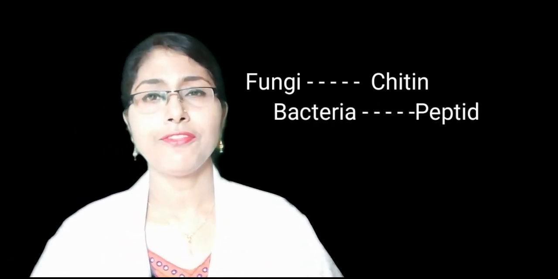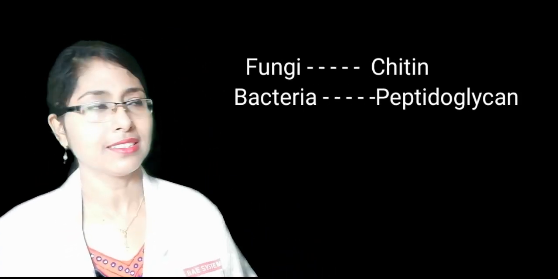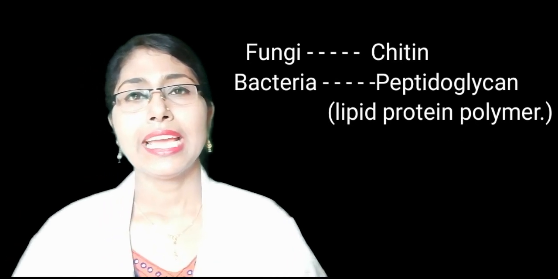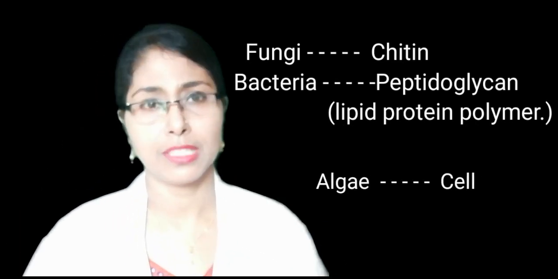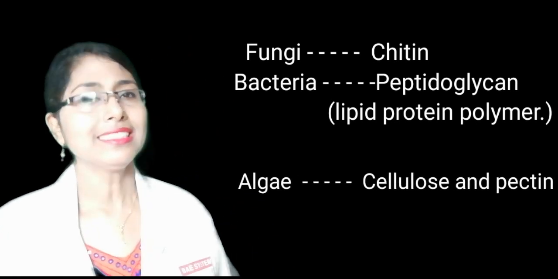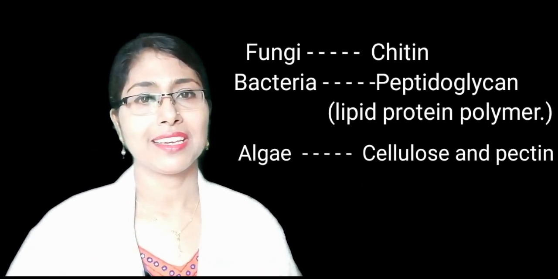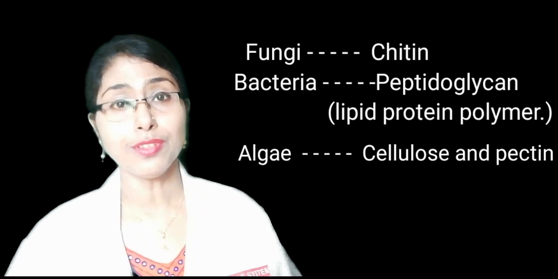Another information of chemical structure. The cell wall of fungi is made of chitin. The cell wall of bacteria is made of peptidoglycan. This is a lipid protein polymer. And the cell wall of algae is composed of cellulose and pectin.